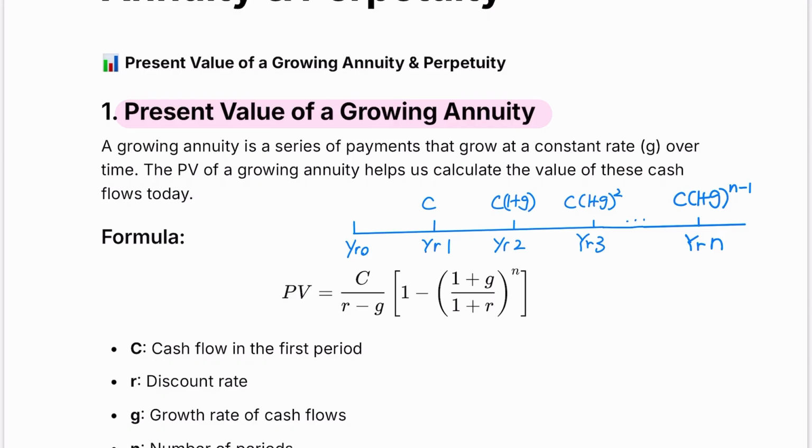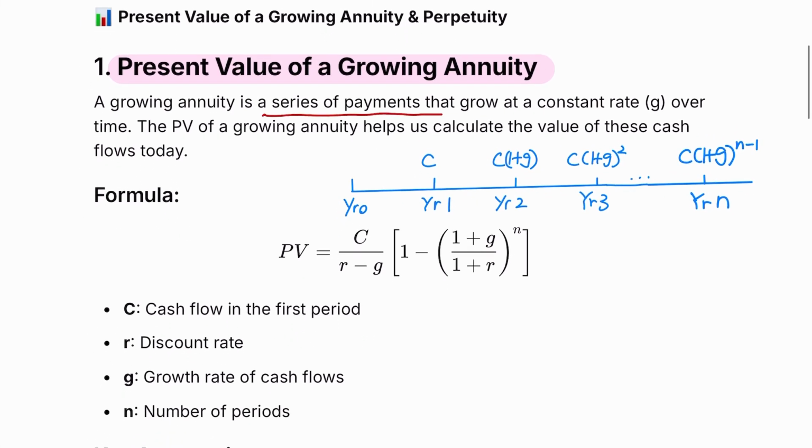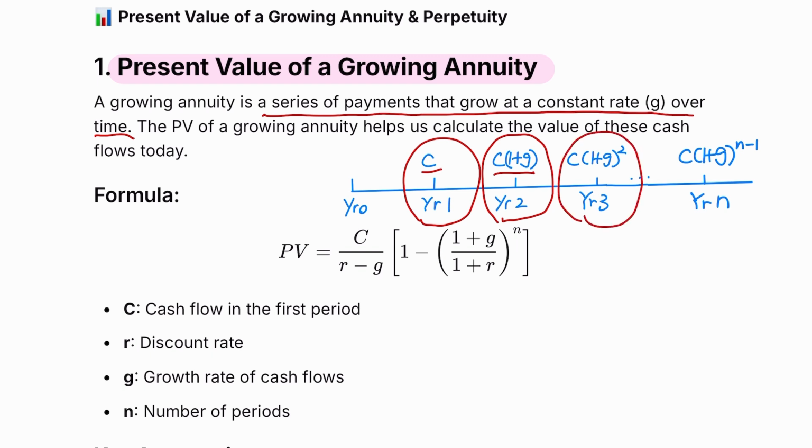Let's get started. What is a growing annuity? It is a series of payments that grows at a constant rate G over time. So in year 1, we have cash flow C. In year 2, we have cash flow C multiplied by 1 plus G, as G is the growth rate here. In year 3, we'll have C multiplied by 1 plus G squared, and in year N, we'll have C multiplied by 1 plus G to the power of N minus 1.